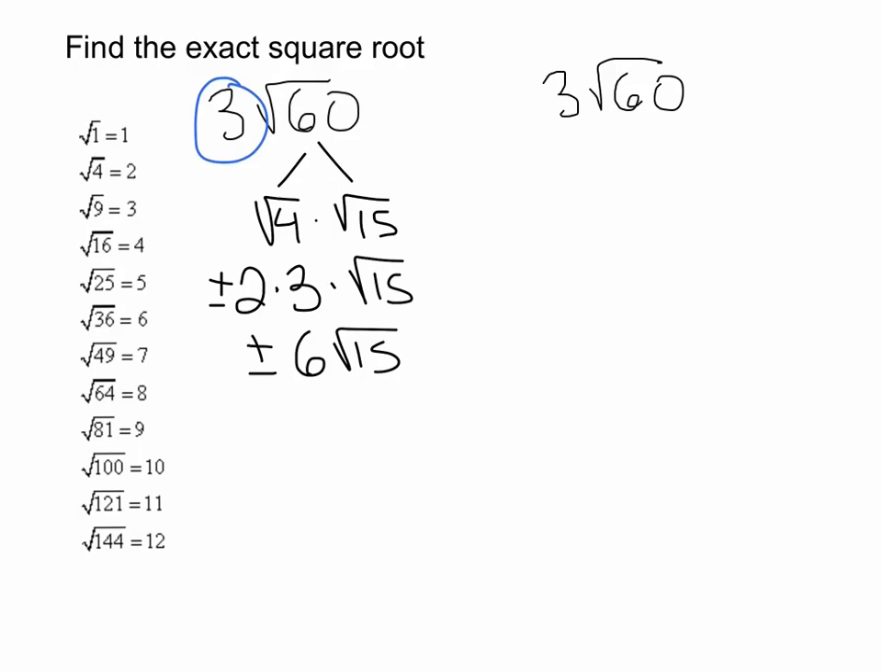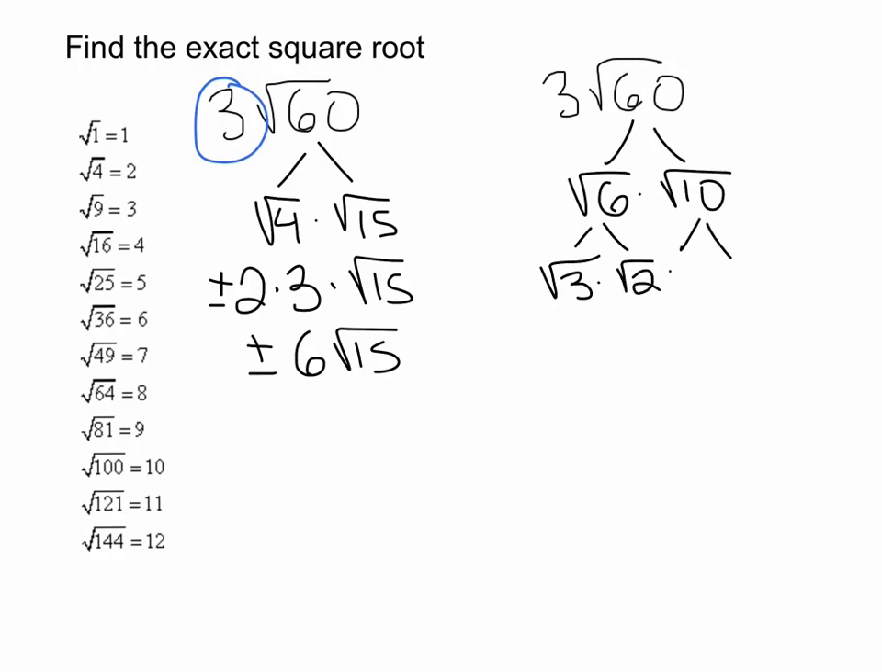Now you may have used different factors for this, so I'm going to factor this into the square root of 6 times the square root of 10. I don't have perfect squares here, so I'm going to continue factoring 6 and 10. And 6 we could factor into square root of 3 times square root of 2. 10 I could factor into the square root of 2 times square root of 5. Now I want to put together these square roots and see what perfect squares I can make. Well, I notice I have square root of 2 times square root of 2. So that's going to give me the square root of 4.